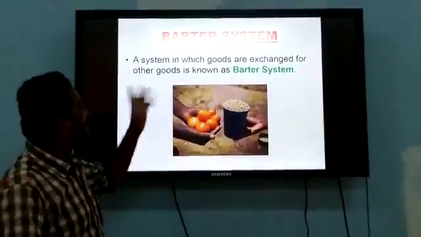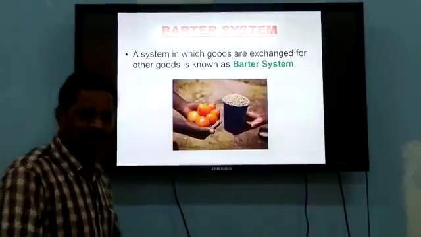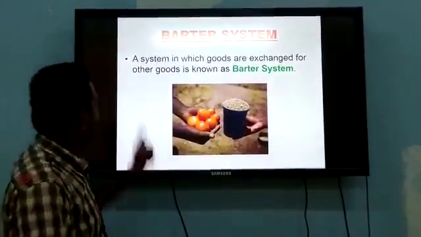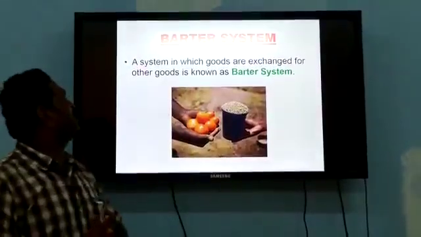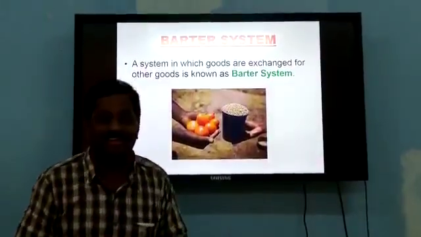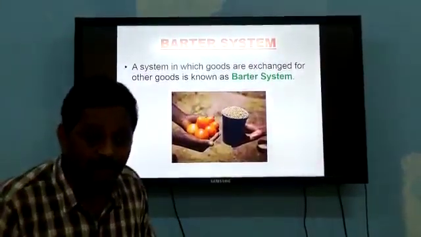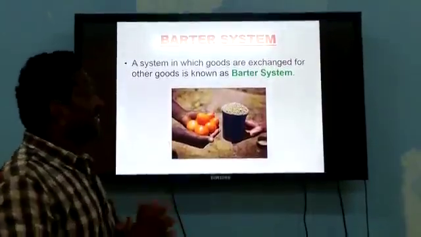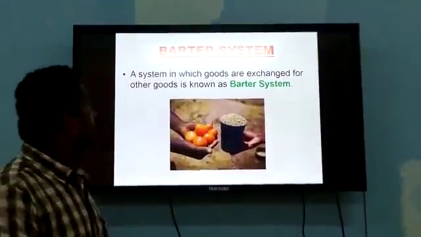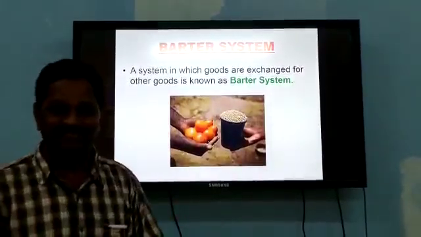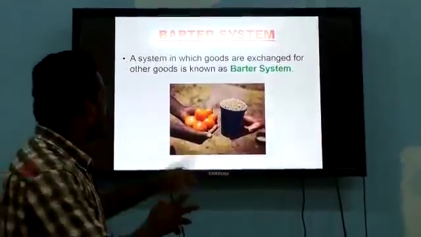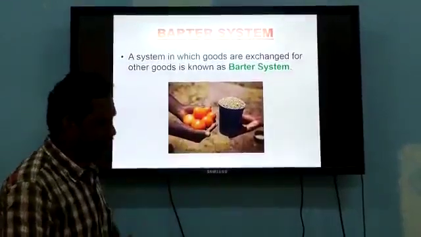Earlier, it was the barter system. What do you mean by barter system? A system in which goods are exchanged for other goods is known as the barter system. It is called a barter system. You all know. You see this picture.